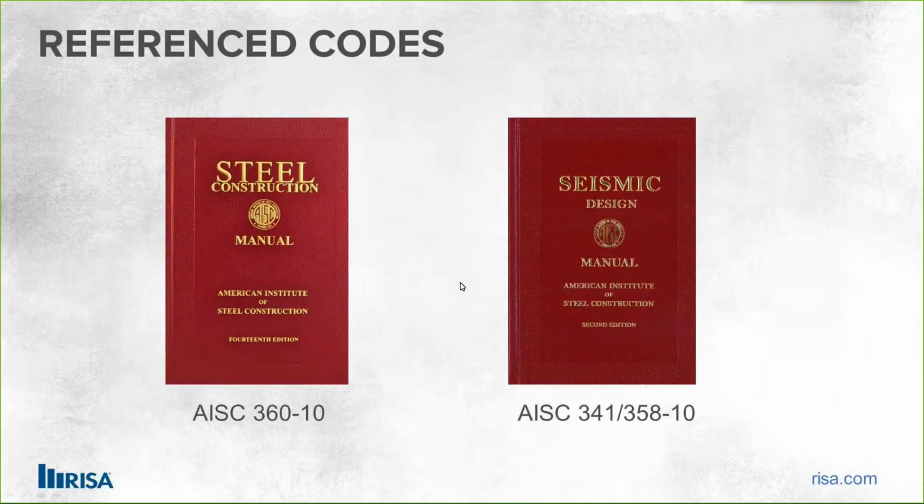So the codes I'm going to be talking about today are the AISC 360-10, the 341, and the 358-10. This is the 14th edition of the Steel Construction Manual, the second edition of the Seismic Design Manual. I'm sure some of you out there are still in jurisdictions under the IBC 06 or 09 where you're using the older versions of these codes, the 13th edition and the first edition respectively.